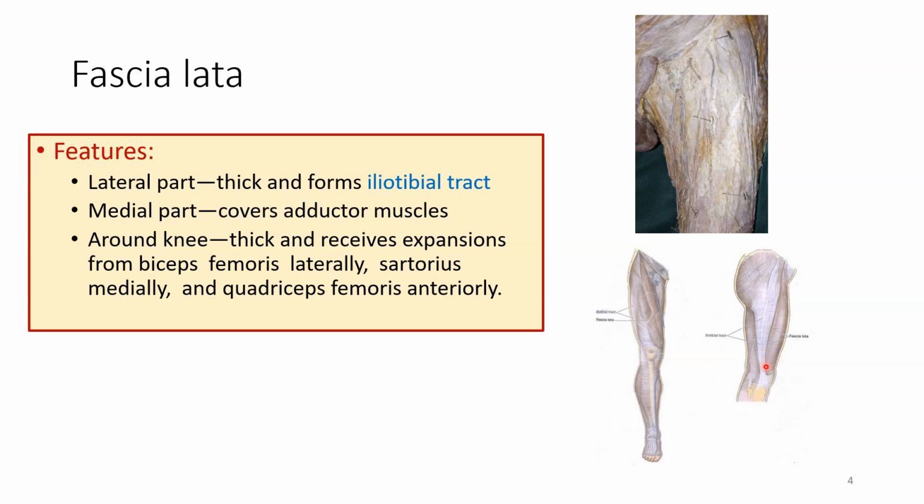In this picture you can see the iliotibial tract, and in the medial part it covers the adductor muscles. While extending down around the knee it is thick and it receives expansions from the biceps femoris laterally, sartorius medially, and quadriceps femoris anteriorly.